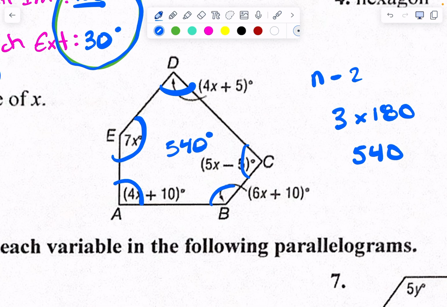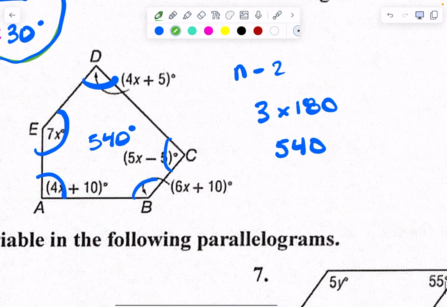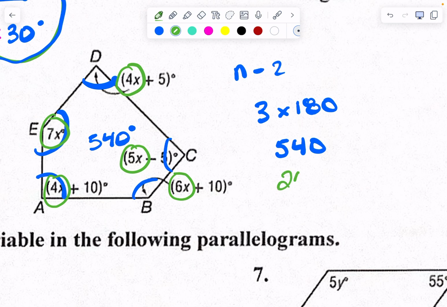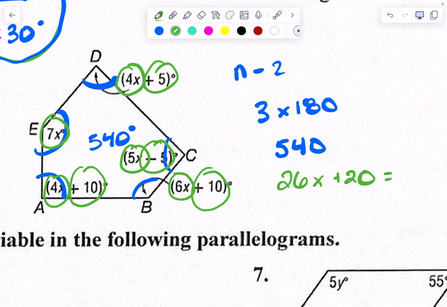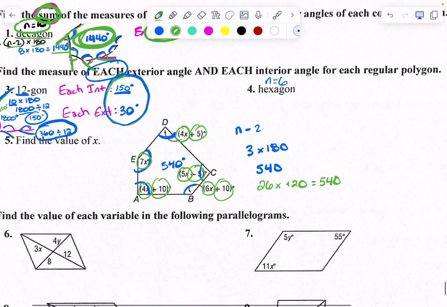Okay? All right, I'll get you a little bit more of a start. If we add all those together, I have 4x and 5x and 6x and 4x and 7x. How many x's is that? 26. 26x plus or minus something. We have 5 minus 5 plus 10 plus 10. Plus 20. Plus 20 equals how much? 540. Okay, you do the rest. Find the value of x.